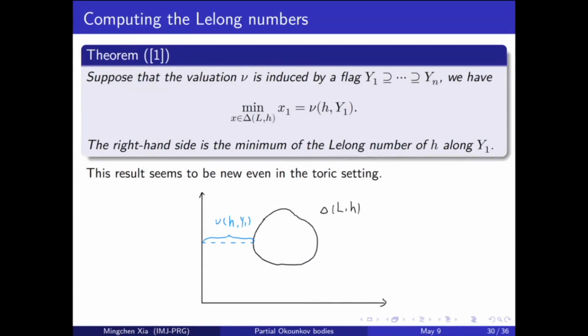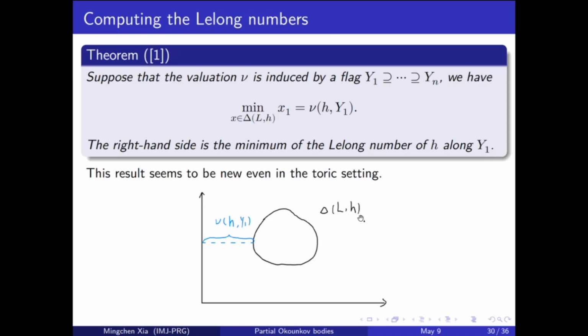And another very important application is in understanding the Lelong numbers. Suppose that our evaluation is induced by a flag, say from Y1 to Yn. Then the position where our convex body is in the space is related to the Lelong numbers. And here is the result proved in my paper as well.